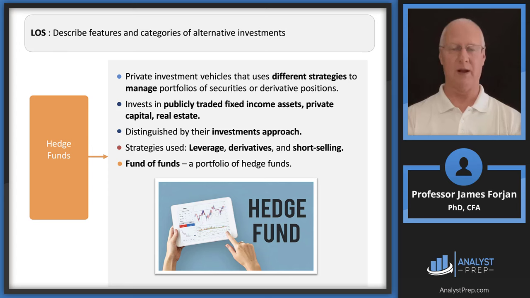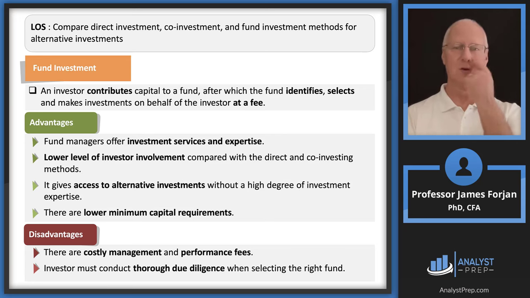What he did is said, you know what? I'm going to start borrowing money. And I'm going to use that to buy shares of stock. And I'm going to short sell. So that was pretty much the first hedge fund. And it has evolved, of course, expanded to include anything out there. Look, publicly traded fixed income assets, private capital, real estate, including miniature golf courses. Hedge funds.